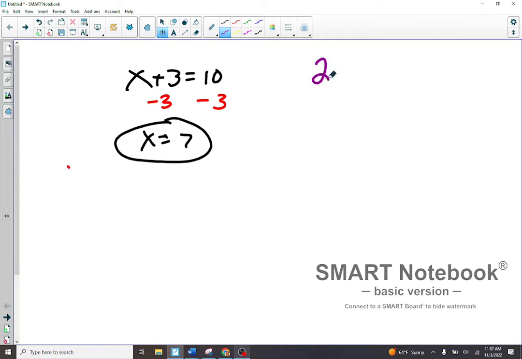So when you have addition, you do the opposite, subtraction. When you have subtraction, you do the opposite, addition. Same works for multiplication. 2x equals 16. What we can do is divide both sides by 2. So then that's going to be x equals 8.